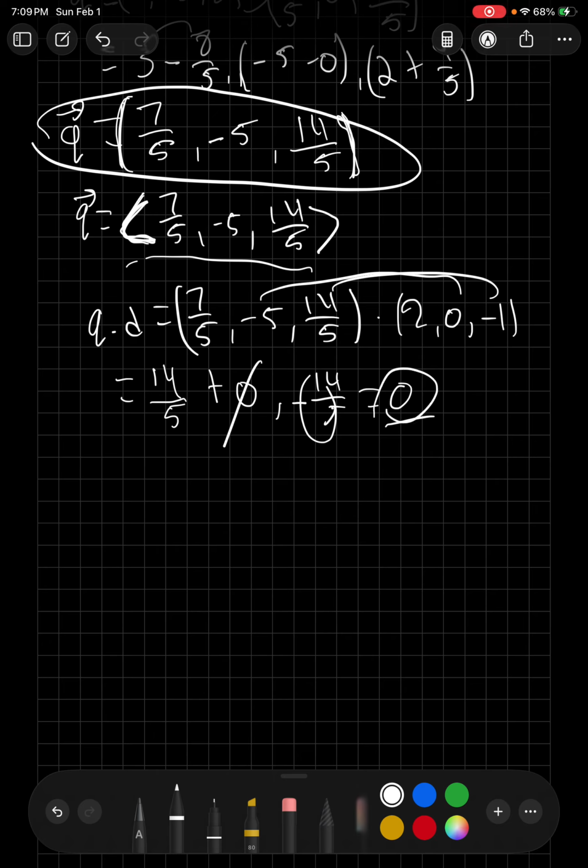If it gives you anything other than 0, usually it's an arithmetic error, like you maybe didn't subtract properly or multiply properly or something like that, and then you just have to go back and see where you went wrong.